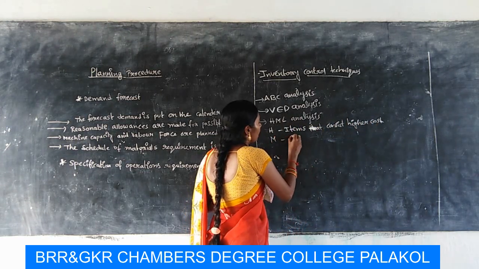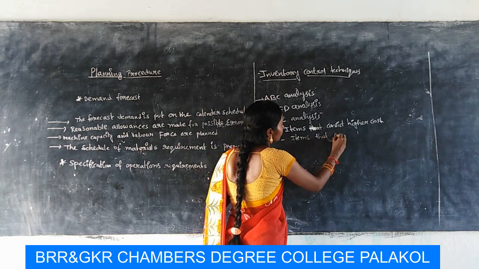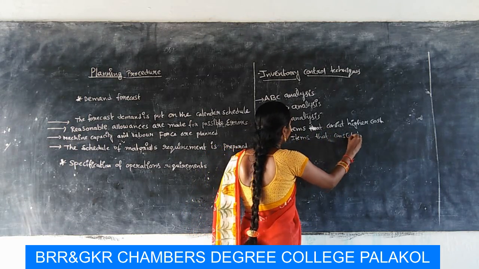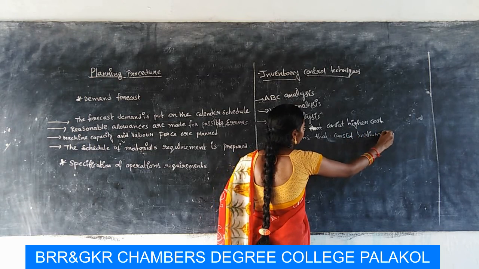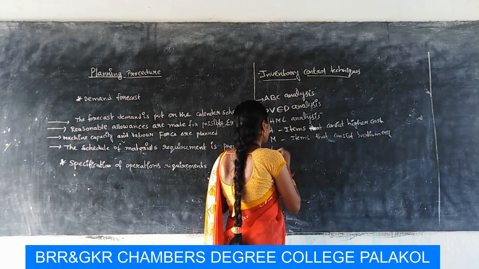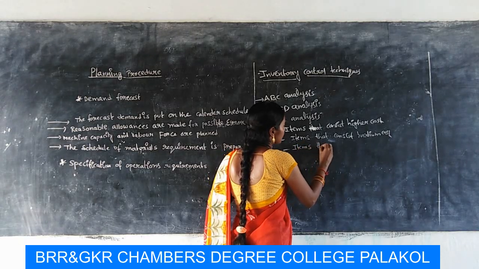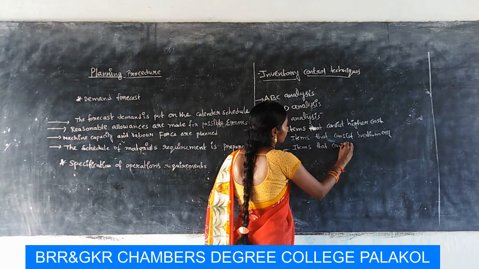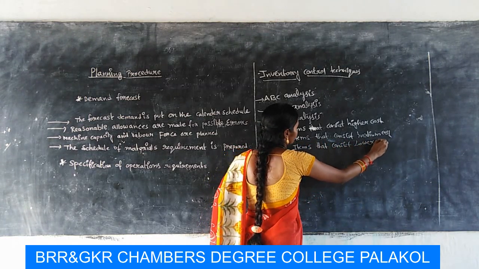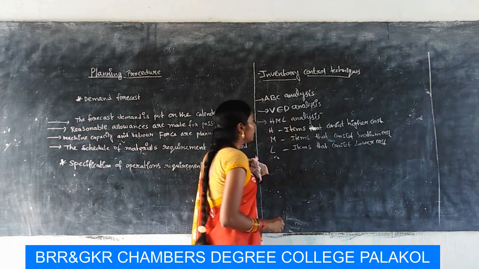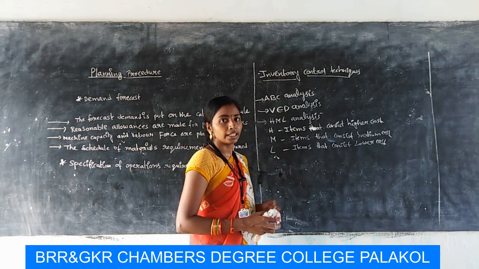M: items that have medium cost, and L stands for items that have lower cost. Okay, this is another type of analysis, an inventory control technique.